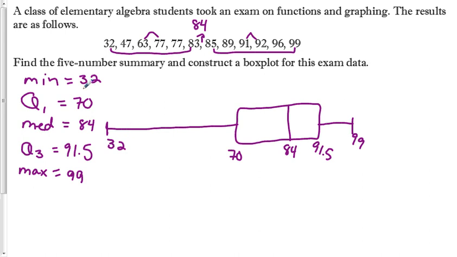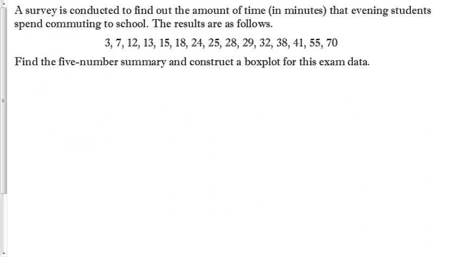So again, this shows us, based on our 5-number summary, how the data is broken down. This is the middle 50% of the data, which ranges from 70 to 91.5. And as you can see, our min and max, the max is pretty close to that value, but the minimum is quite far off. Let's take a look at one more example of constructing a box plot when we have an odd number of data instead of an even number of data.